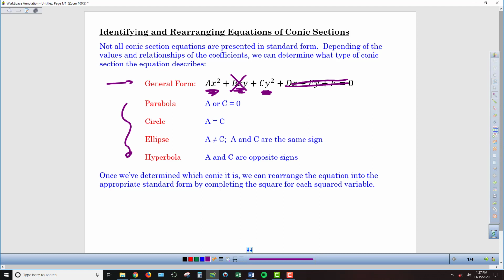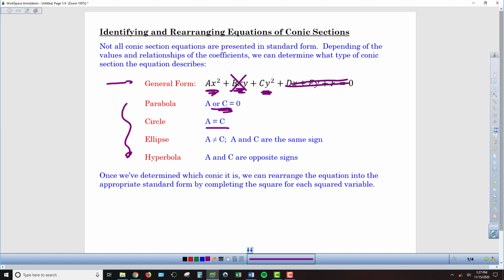Now, if one of those terms is missing, if either x squared or y squared is missing from the equation, that implies that coefficient is 0, either a or c is 0, which means it's a parabola. And if we think about the equation of a parabola, only one of the two variables is squared. Either the x is squared or the y is squared, not both. So if one of those two terms is missing, then we know it's a parabola.